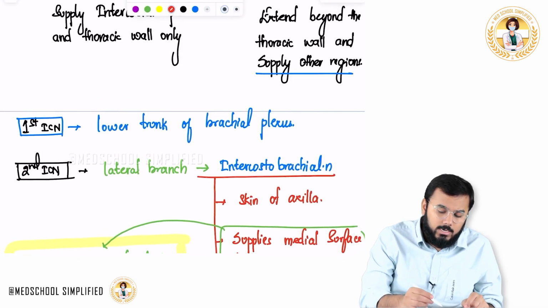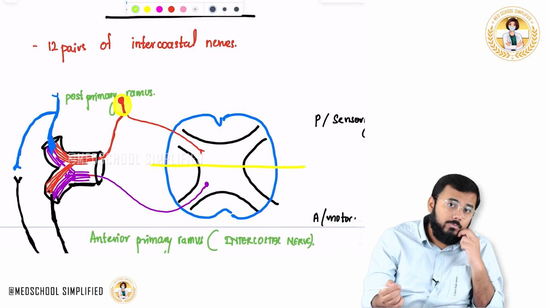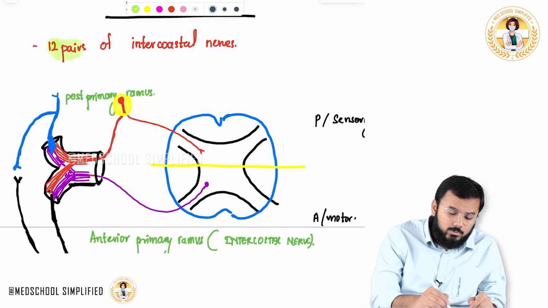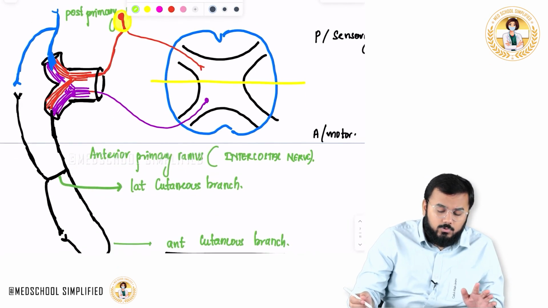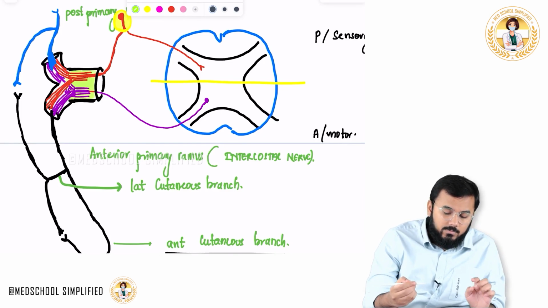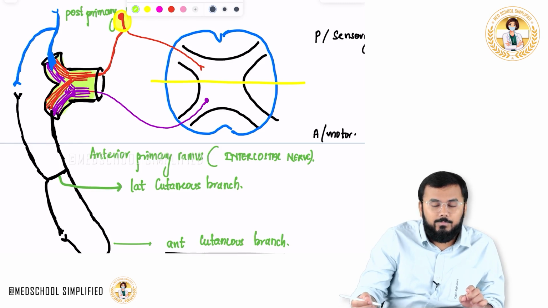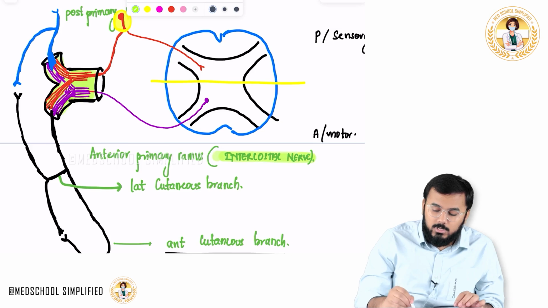So let me just recap the things which we just spoke about. What are the important things we have just spoken here? We discussed intercostal nerves. How many pairs of intercostal nerves are present? There are 12 pairs of intercostal nerves. In these 12 pairs, this part which you can see over here is called the spinal nerve. This spinal nerve divides into two parts. One is the posterior ramus of the spinal nerve, and this one is the anterior ramus of the spinal nerve. The anterior ramus is also called the intercostal nerve.